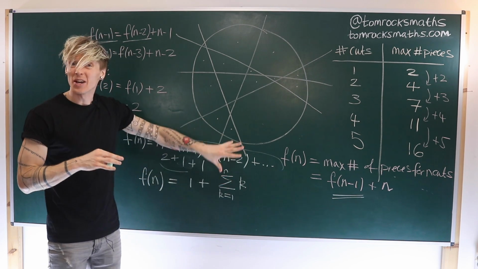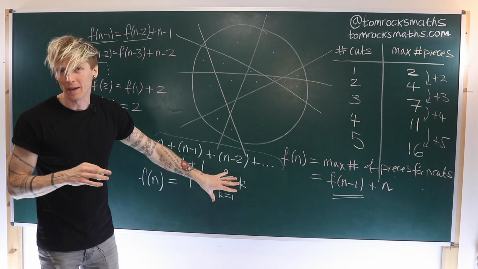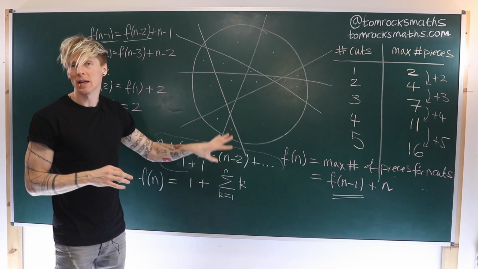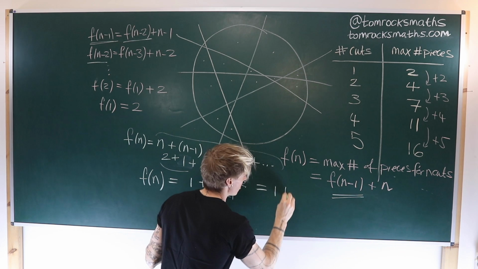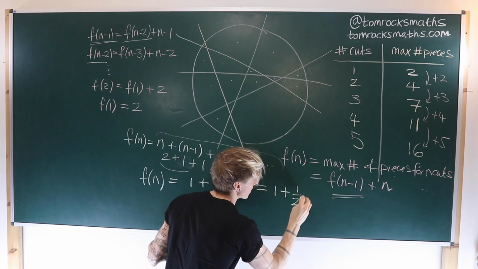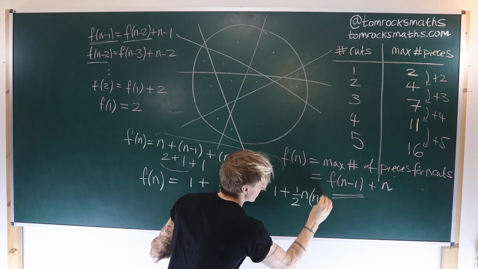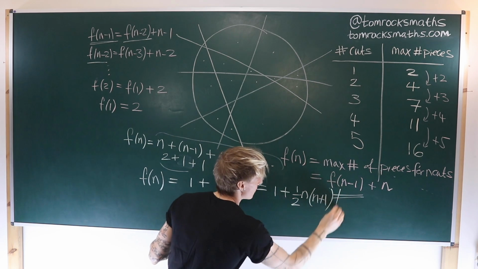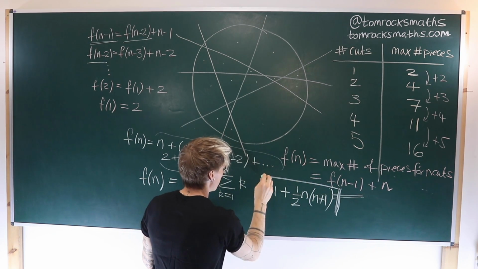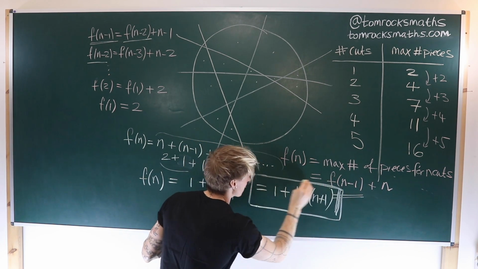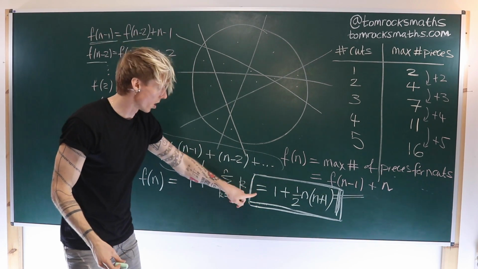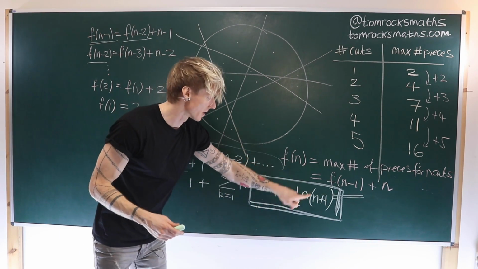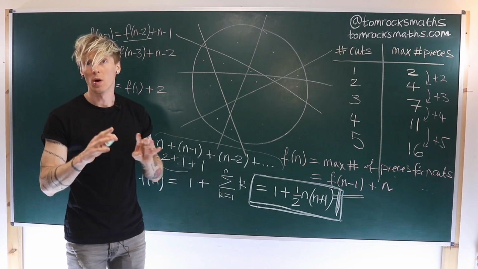But what we just need to know here is we have a formula for this particular sum, and it's equal to 1 plus, and then we've got a half n times n plus 1. So our final formula for f of n is given in this box. F of n is equal to 1 plus a half n times n plus 1.